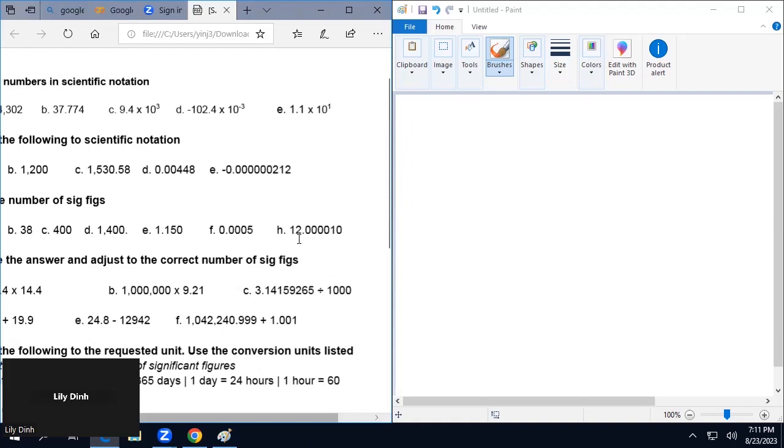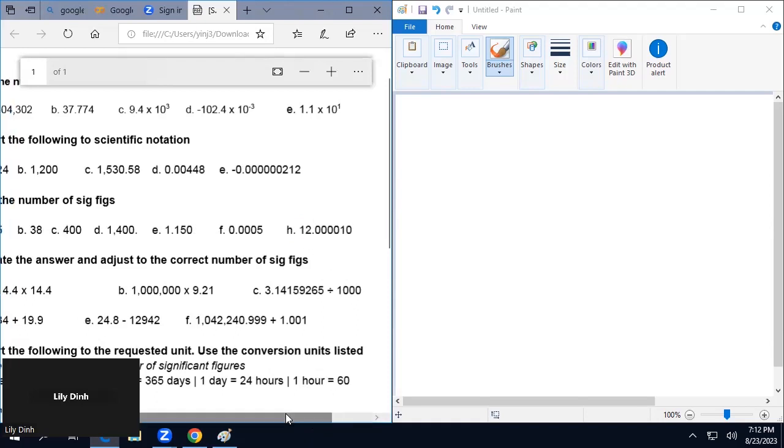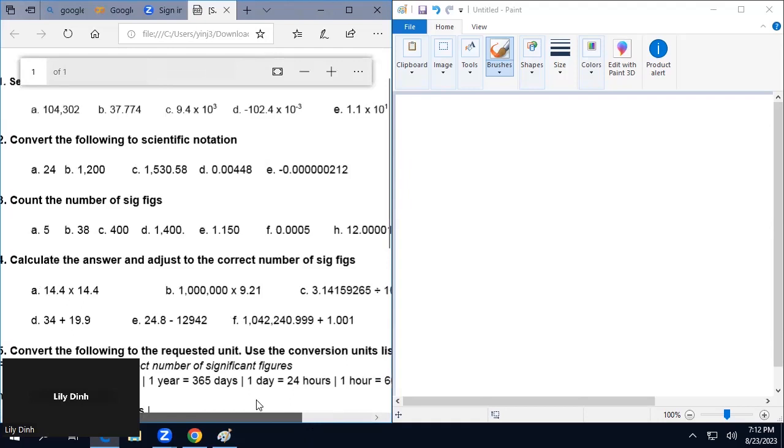How many significant figures are here? 1, 2, 3, 4, 5, 6, 7, 8. That is correct. You're just counting all of them at this point because there's a number in front of the decimal point. So all the zeros here are significant. All right, let's go to the next one.